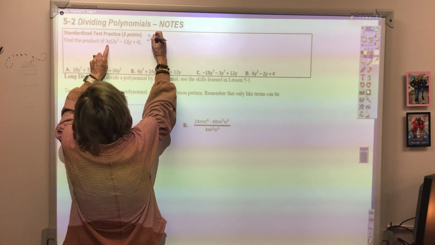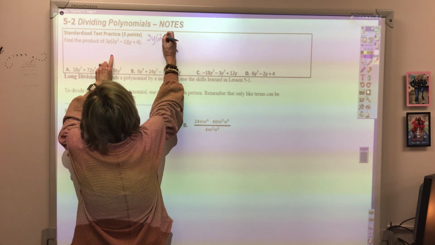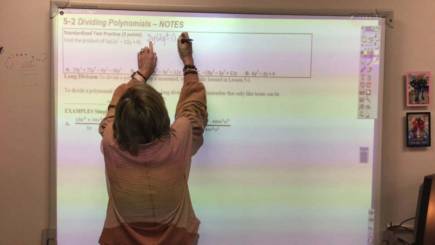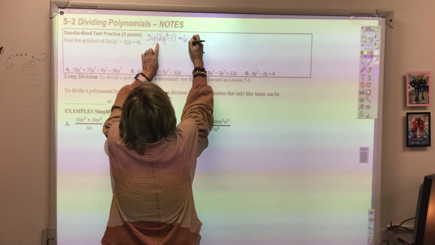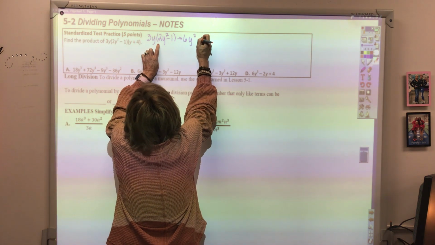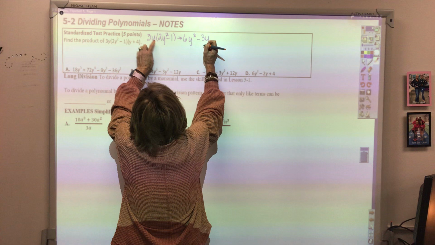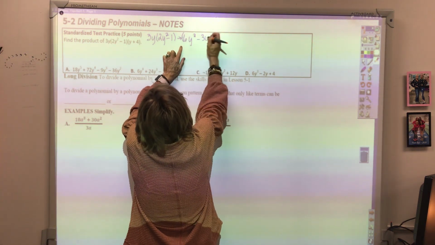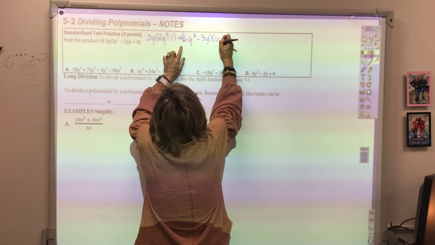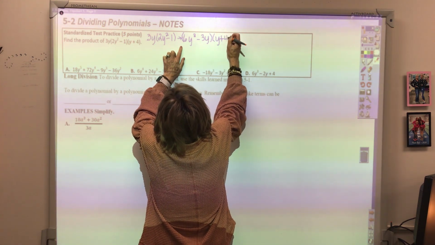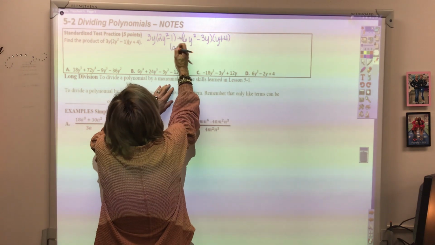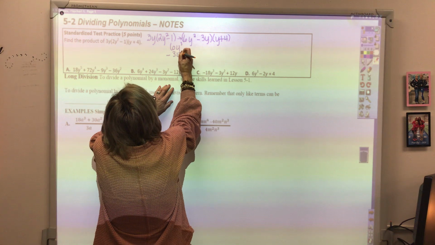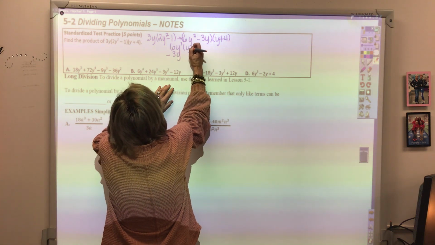So 3y times 2y squared minus 1 would be 6y cubed minus 3y. So I just distributed. Now I'm going to multiply this by y plus 4, and I'm going to stack it. So I'm going to do 6y cubed minus 3y, and I'm going to multiply both by y plus 4.